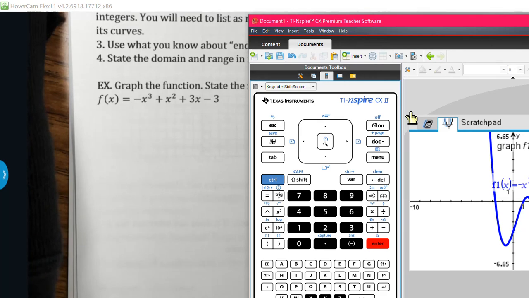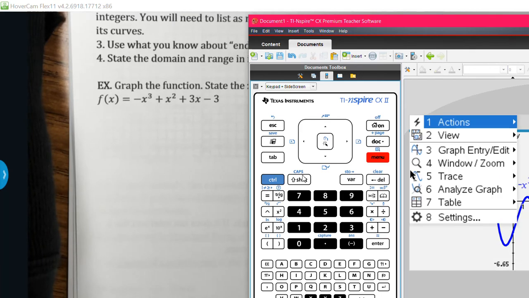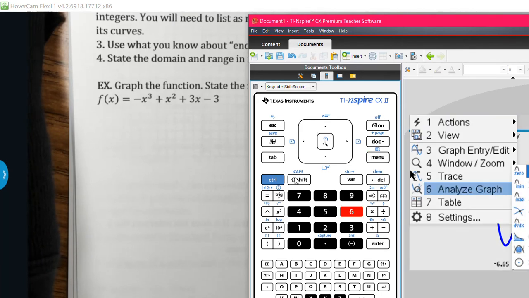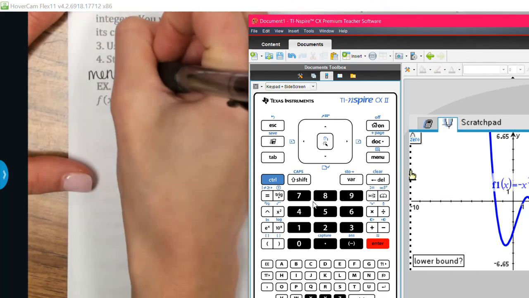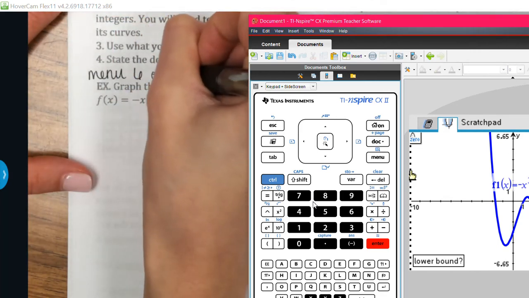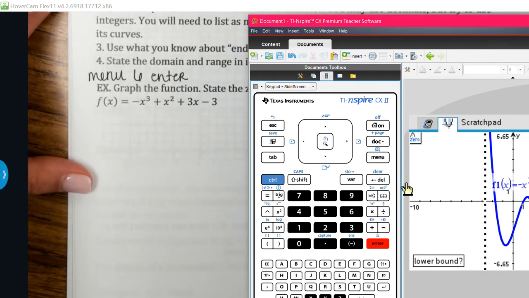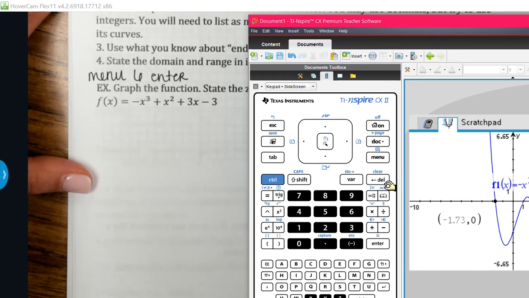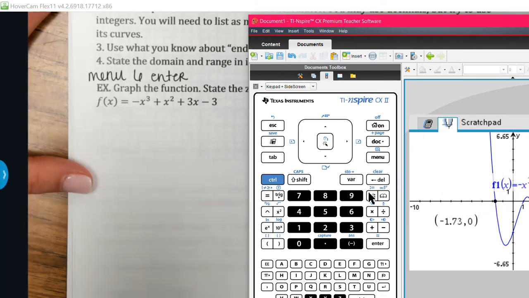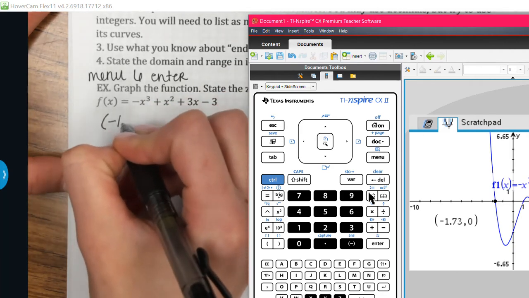So in order to find the zeros, now it looks like this one is very clear, but this one is between 2 points. So remember that you can go to menu 6. I'm trying to find my 0. So I'm going to hit enter. Menu 6, enter. And remember that you're going from the left side of the 0 to the right side. Now I'm going to move this over so I can see. Now that's negative 1.73. I'm just going to put a negative 1.70.